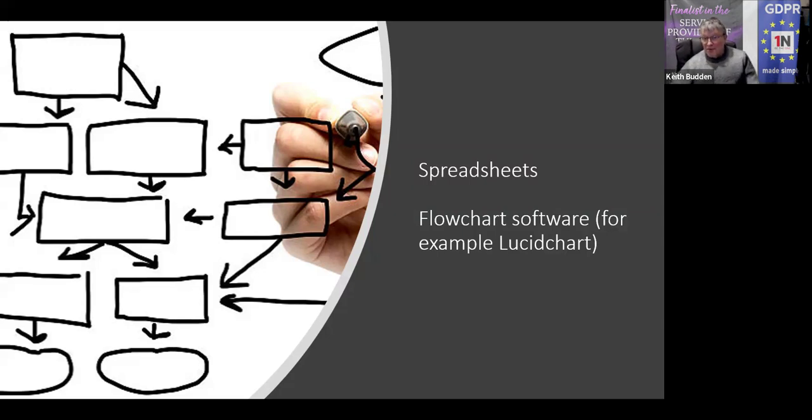If you do want to use software for diagrams, I've put an example there, Lucidchart, which is just a piece of software I've used, but I don't have any tie to any particular piece of software. There are many that are available. There are also companies, ourselves included, who will come in and do this bit for you, who do the mapping for you.